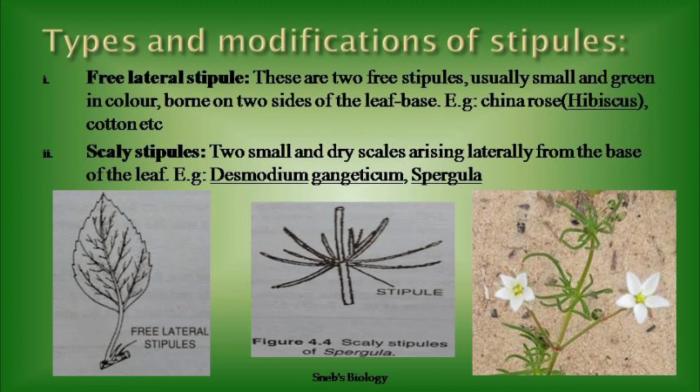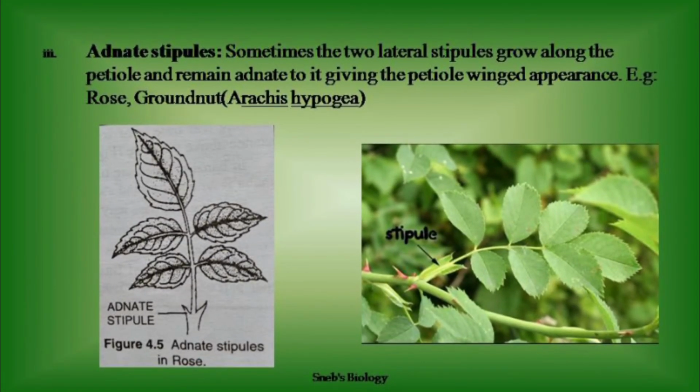Sometimes dry scales arise laterally from the base of the leaf. These are the scaly stipules. For example, Desmodium, Spergula. Sometimes the stipules are joined with the petiole, giving the petiole a wing-like appearance. This type of stipule is known as adnate stipules. This is found in rose, groundnut, etc.